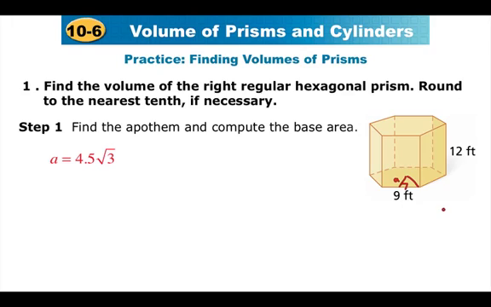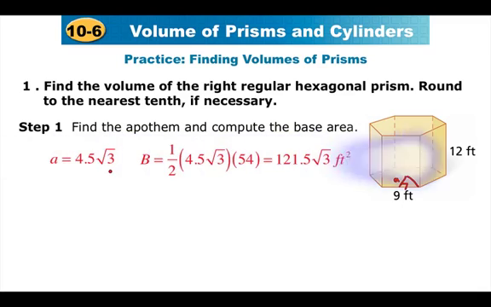You should notice that the apothem is 4.5 radical 3, and I'm using the 30-60-90 properties of a right triangle. That's why the area of the base is 1/2 the apothem times the perimeter, because it's 6 sides. 6 times 9 is 54. Simplify this, and this is what I get: 121.5 radical 3 square feet.